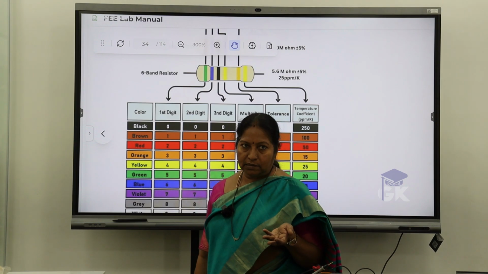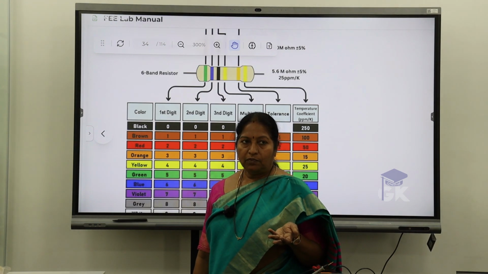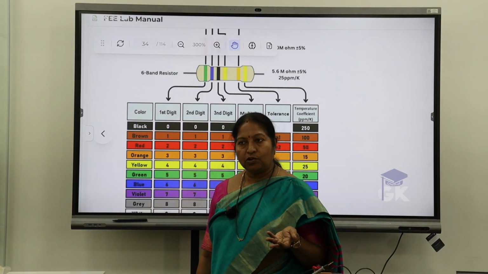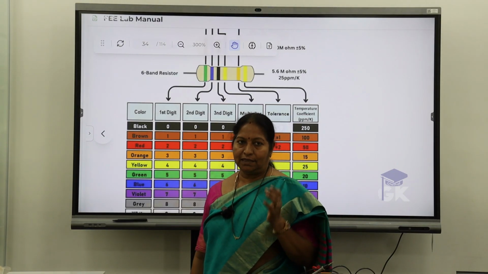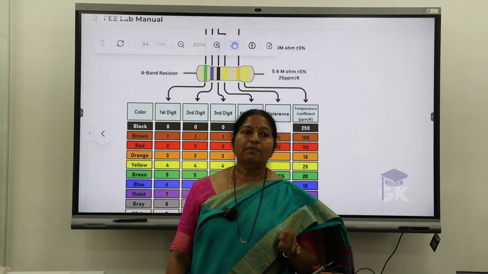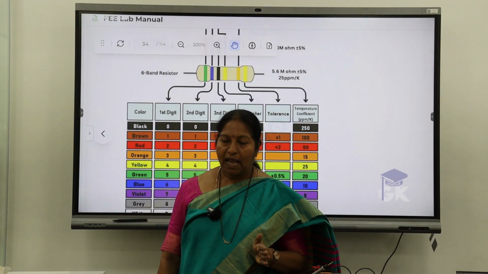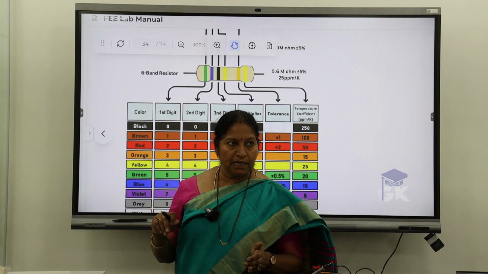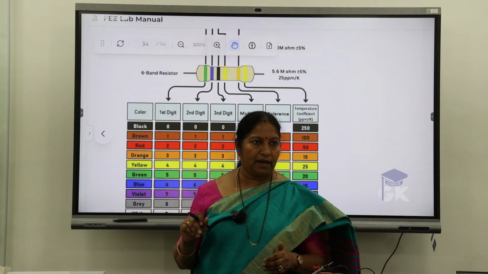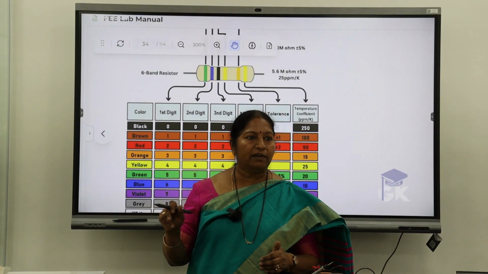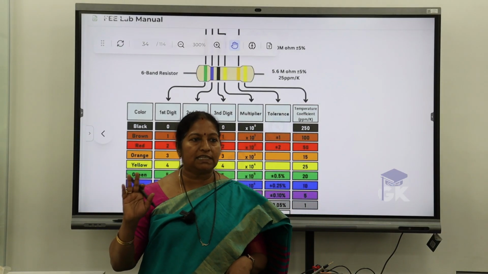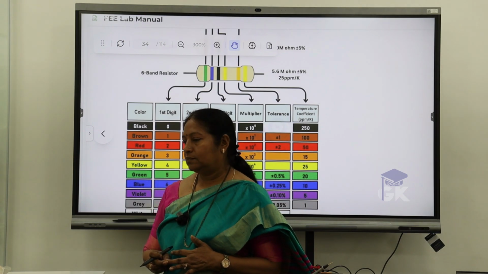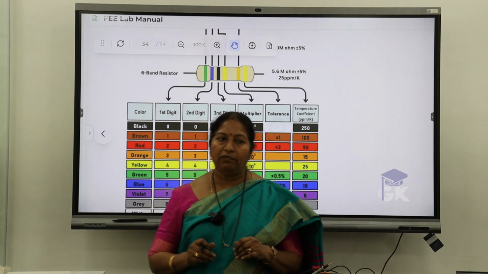How to represent this? 570 into 10 to the power of 4. Can I just take it into mega? Yes. 5.7 mega ohms. Correct? I'll just take one of the zeros to the multiplier side. I'll represent 2 zeros. 570 is there now. 5.70 into 10 to the power of 6 I'll make it. It is equivalent to 5.7 mega ohms. Correct? So this is how we represent.